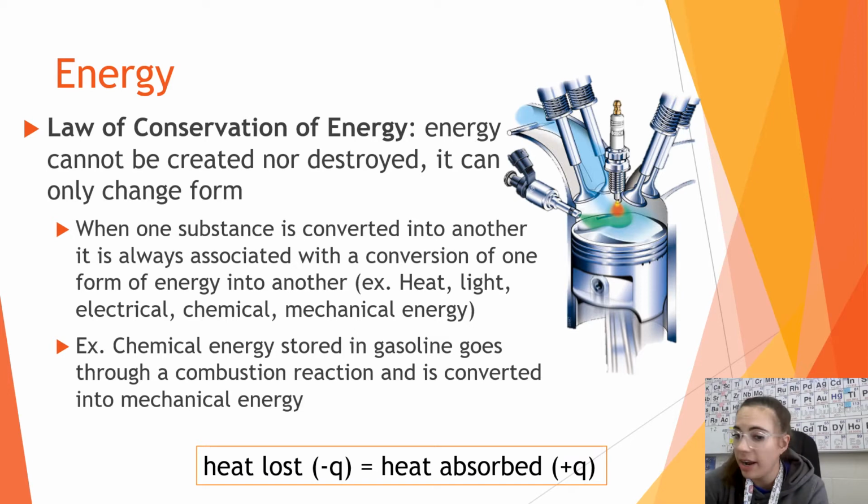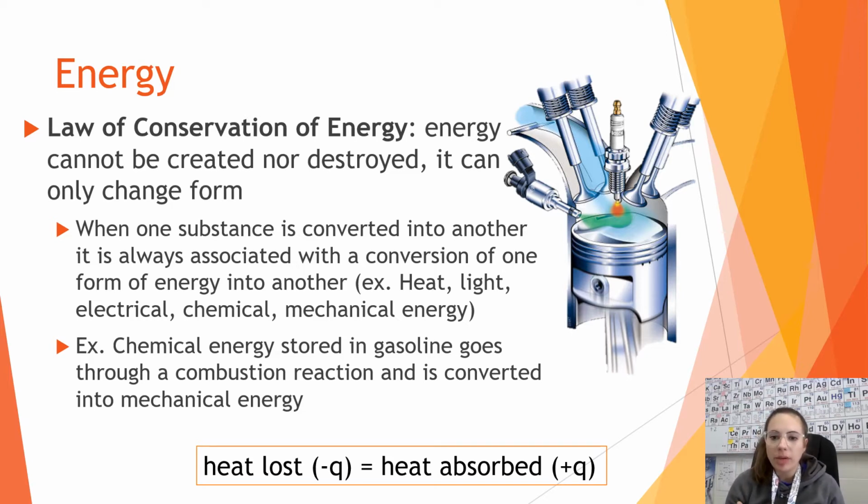So we are never, ever, ever going to have energy come from nowhere, and it's never going to disappear, okay? So when one substance is converted into another, there is a conversion of one form of energy into another. So heat energy to light energy, electrical, chemical, mechanical. So an example is we all pump gas into our cars, right? And that gas is what helps our cars run. So the chemical energy that is stored in the gasoline goes through a combustion reaction, and that energy is then converted into mechanical energy, which makes your car run.